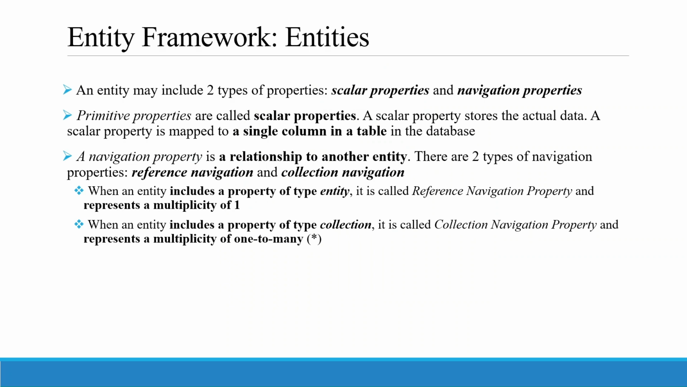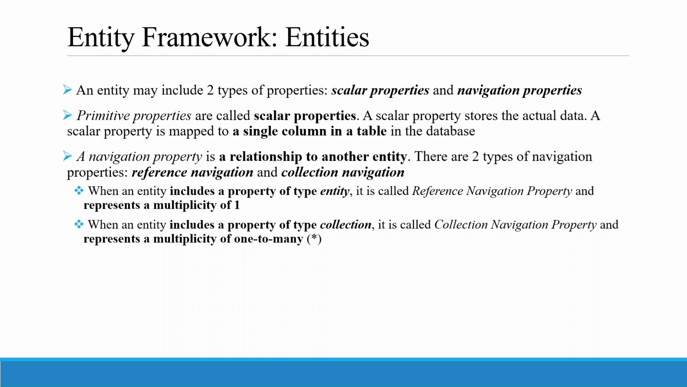We can also have navigation properties. They represent a relation to another entity. Okay, so basically we can have a relationship between one table and another. There are two types of navigation properties: reference navigation and collection navigation. When an entity includes a property of type entity, it is called a reference navigation property and represents a multiplicity of 1. When we have an entity that includes a property of type collection, it is called a collection navigation property and represents a multiplicity of 1 to many.